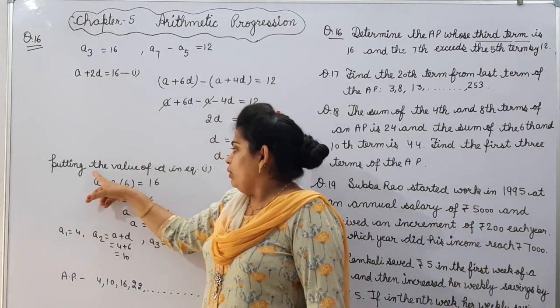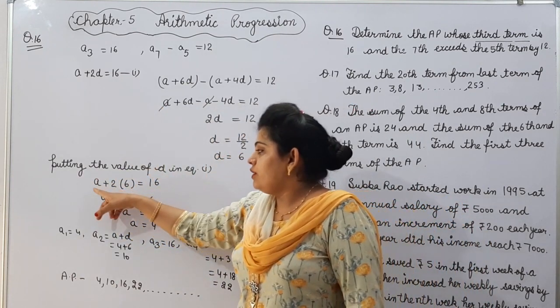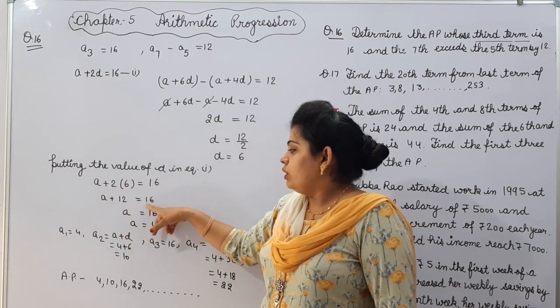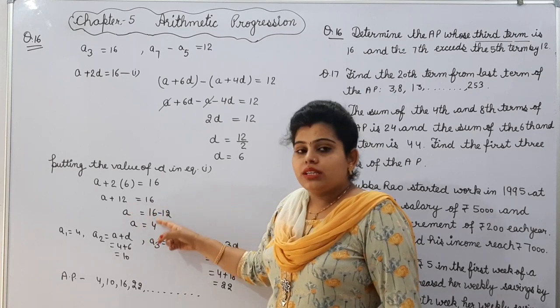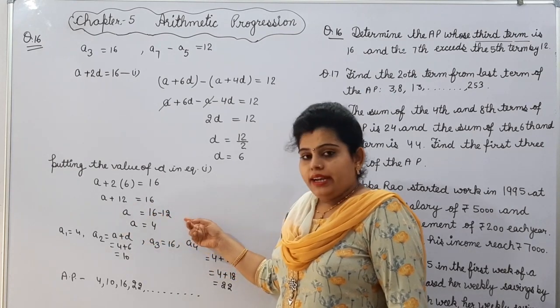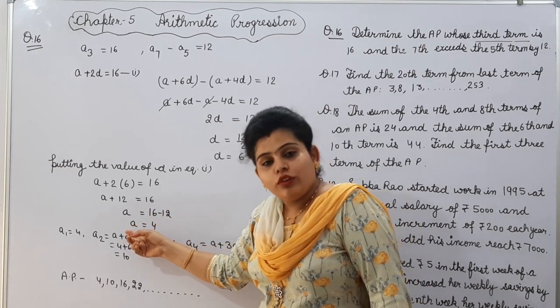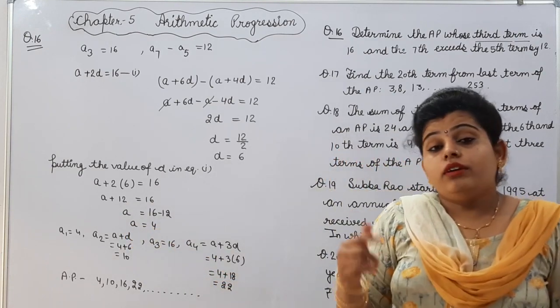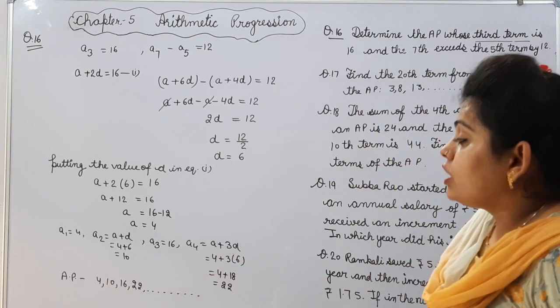Putting the value of D in equation first, we will get A plus 2 into D, which means 2 sixes are 12, is equal to 16, and A will equal 16 minus 12. This plus 12 will become minus 12. So from here we will get the value of A, and A is equal to 4. Now we have to form the AP. A1 is equal to A, so A1 is equal to 4.